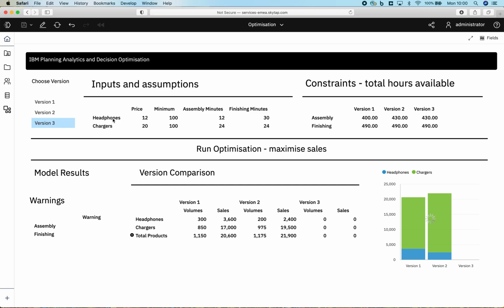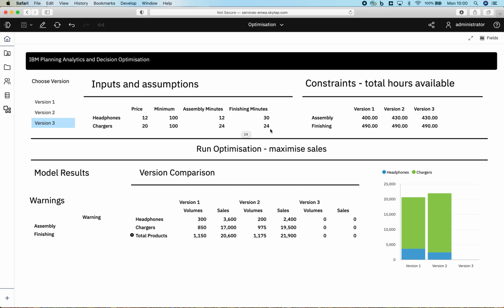So in our scenario, we've got two products: headphones, which we sell for £12, and chargers, which we sell for £20. We already have agreements in place to sell a minimum of 100 units of each. We can see that headphones take 12 minutes to assemble and half an hour to finish. Chargers take 24 minutes for both processes.